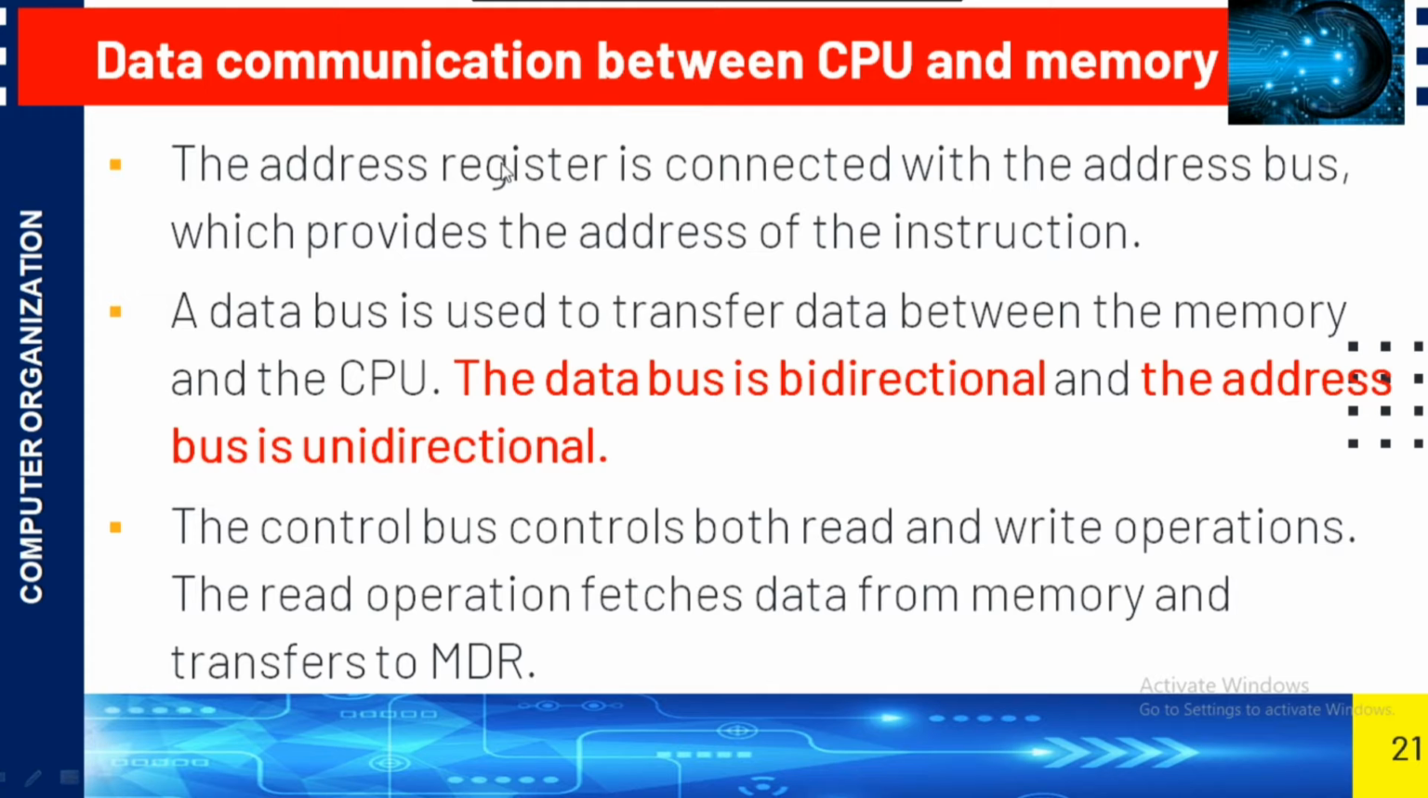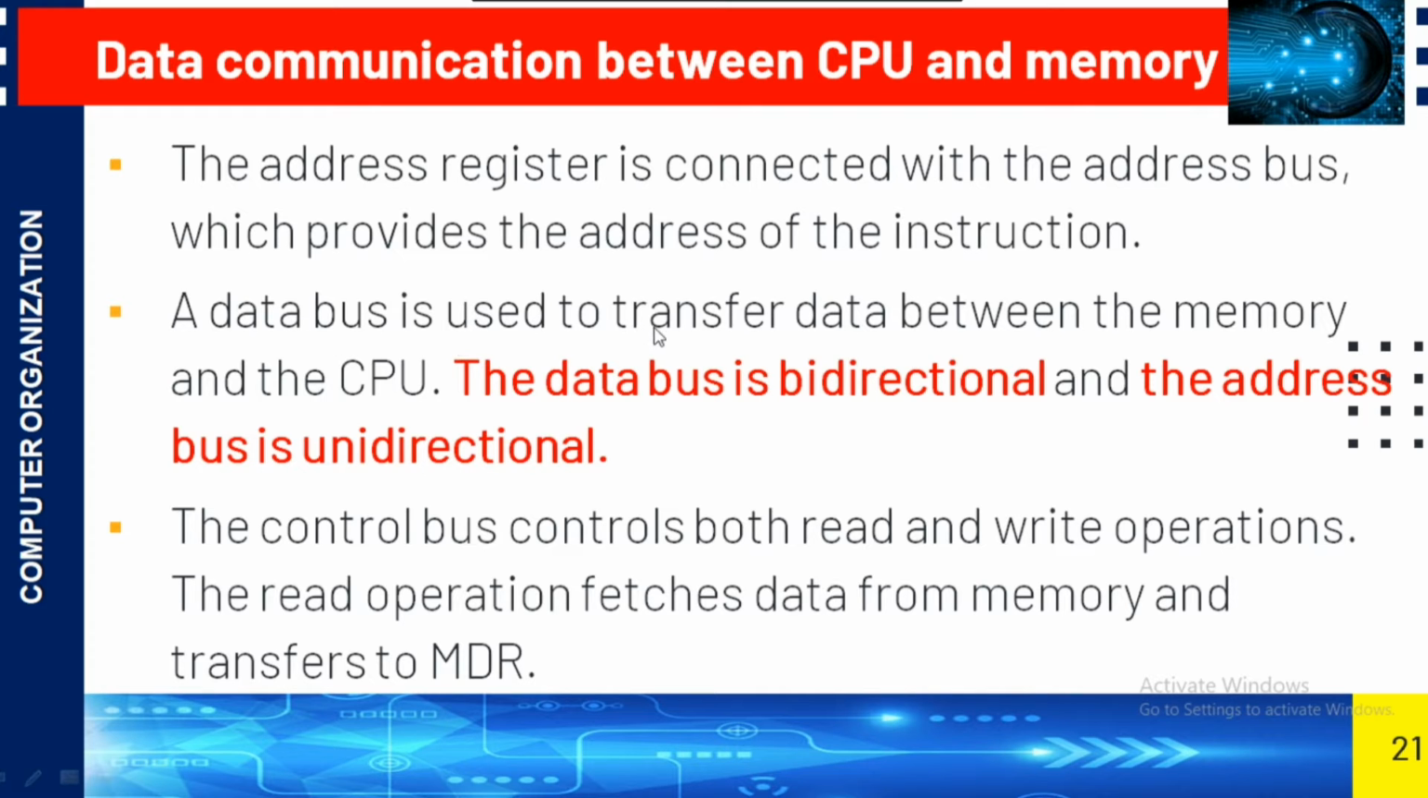The address register is connected with the address bus, which provides the address of the instructions. So the address register is connected to the address bus. The data bus carries the data, and the address bus is connected to the address register, that is MAR, which provides the address of the instructions.